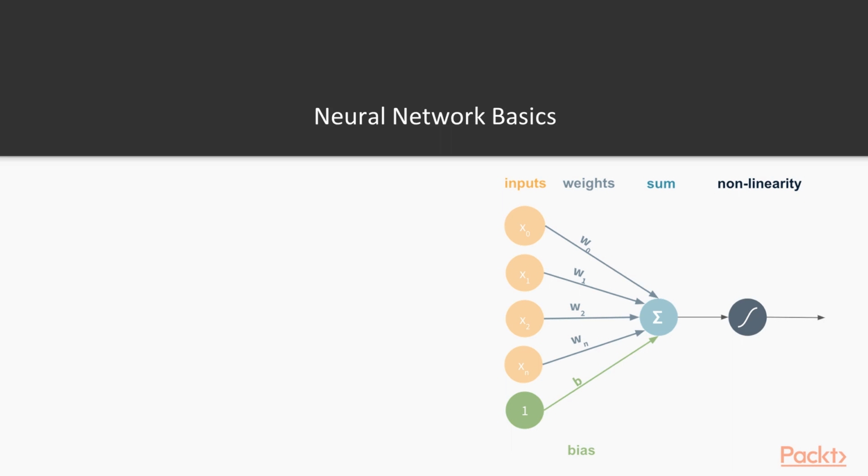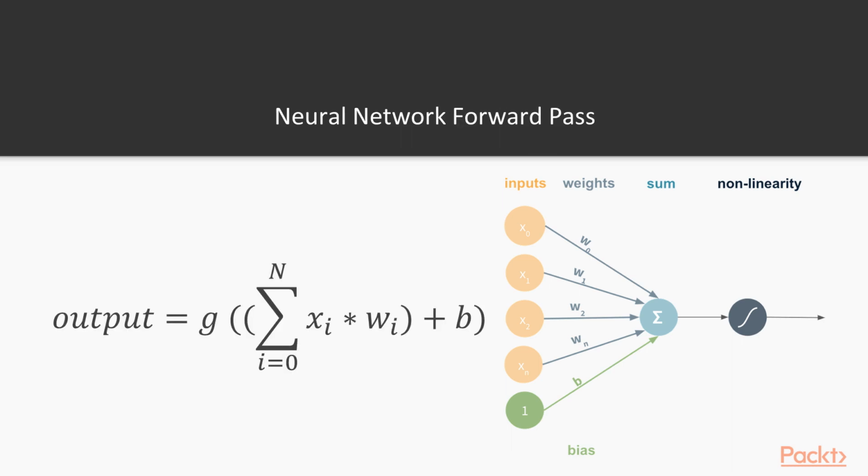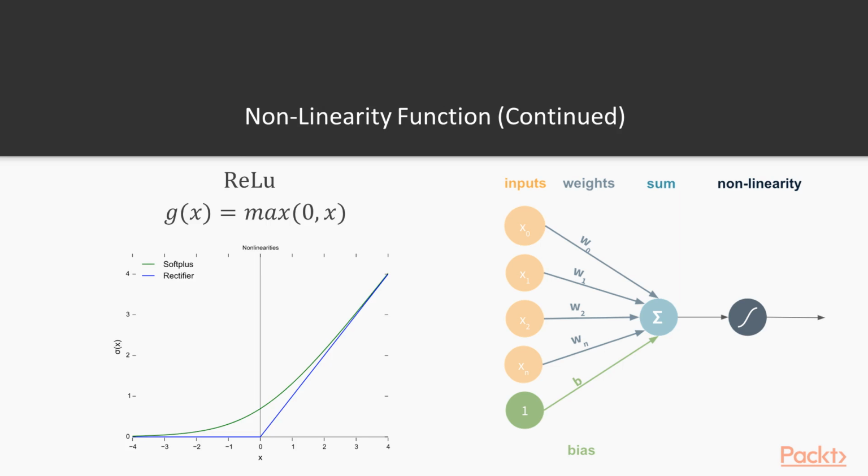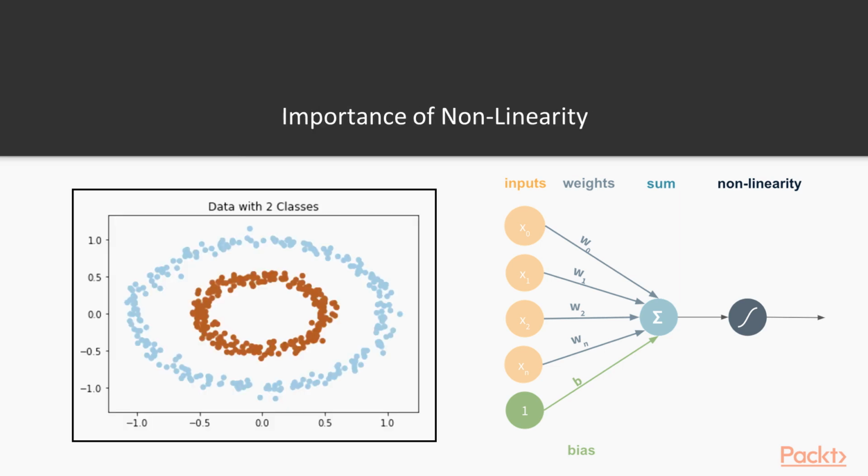We have inputs, we have weights, we sum these weights, and we apply a non-linearity. The output of a neural network is called a forward pass. The output of this would be the sum of the inputs times the weights plus a bias, with some nonlinearity applied to that output. This nonlinearity can be something like a sigmoid function, or it could be something like a ReLU function, which is more popular now. The important thing with nonlinearity is it allows us to model nonlinear data. We saw this previously with things like SVMs. The power of nonlinearity gives you a much more powerful classifier.